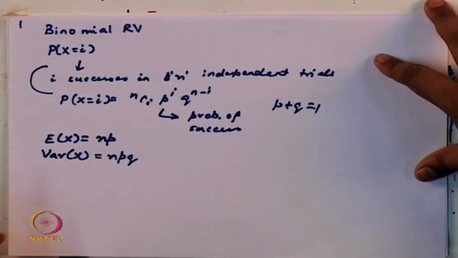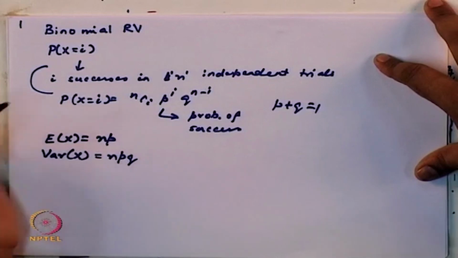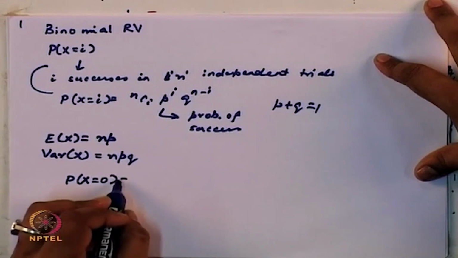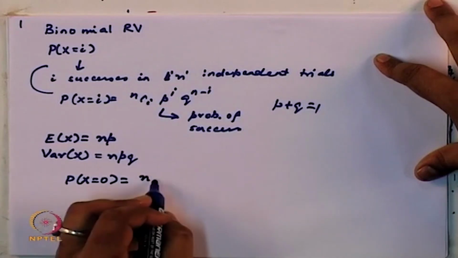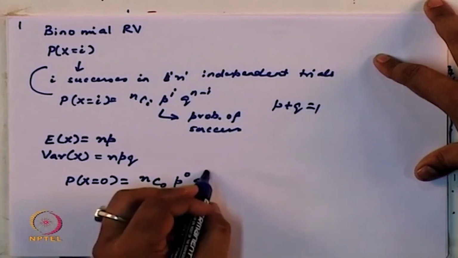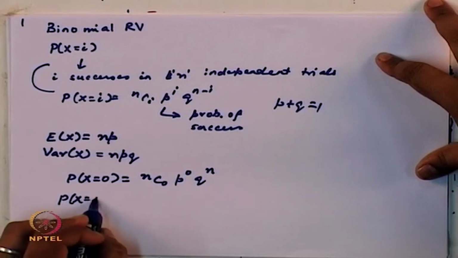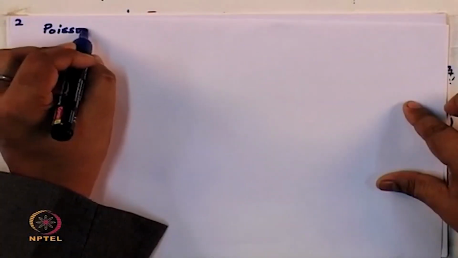Also, you can use recursion to compute the binomial probabilities as you go forward. So we know that P(x = 0) is nC0 p^0 q^n, and accordingly you can compute x equal to 1 and so on, in terms of the probability of x equal to 0. Today we will discuss another very important probability distribution, called the Poisson probability distribution, or Poisson distribution.